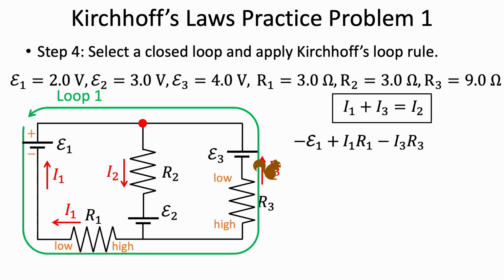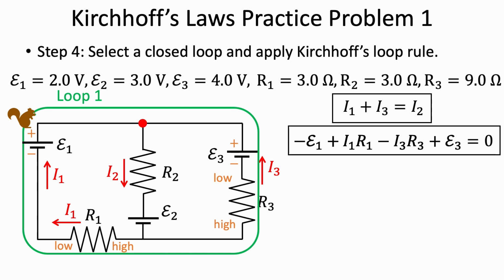Lastly, it is the battery with voltage E3. The battery has its positive terminal facing up and the negative terminal facing down. Moving upward across the battery, I go from the negative side to the positive side, which is an increase, so we get positive E3 for the voltage change. Now that I am back where I started, I can say that the sum of all these voltage changes is equal to 0. So this is the equation I get for loop 1.